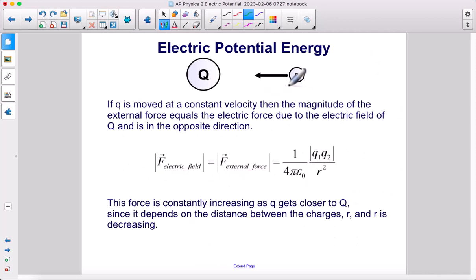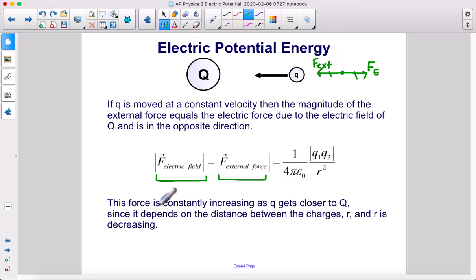If little q is moved at a constant velocity, then the magnitude of that external force must equal the electric force due to the electric field of big Q, and it would be in the opposite direction. So we drew a free body diagram here. If this charge is moving to the left at a constant velocity, that means that the external force that's pushing it is going to be opposite and equal to the electric force acting upon it from the electric field due to big Q. So those would be opposite and equal. So there would be no acceleration. Therefore, the force due to the electric field would be equal to the force from the external force here.